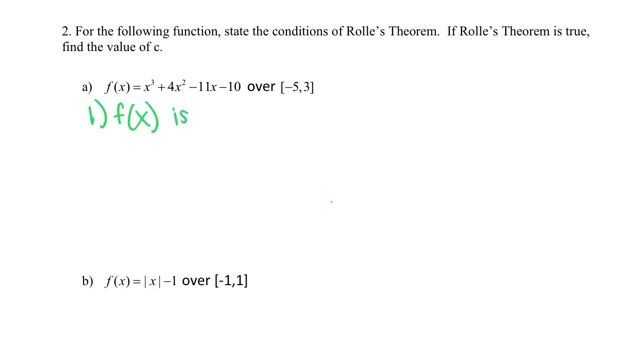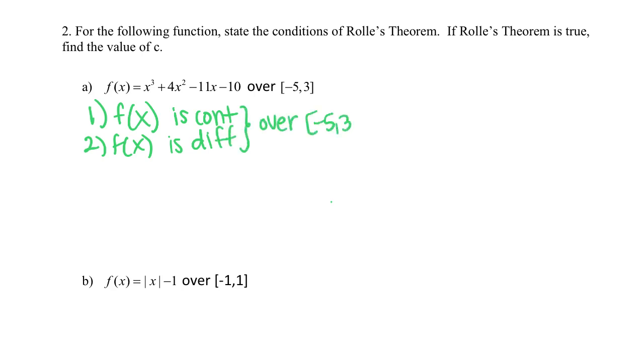So f of x is continuous, f of x is differentiable. Now, these should technically say both over the interval -5 to 3. The third criteria of Rolle's theorem is, does f of -5 equal f of 3? Let's check our work over to the side.